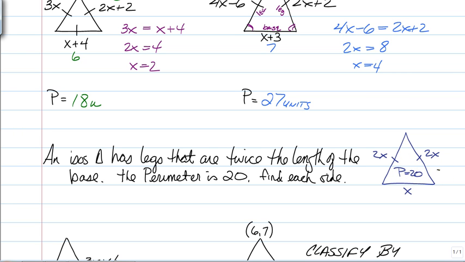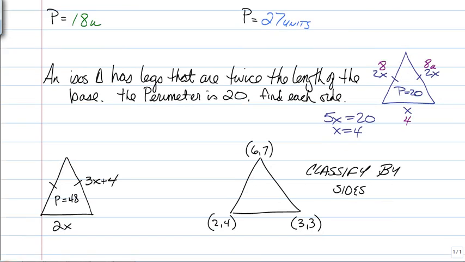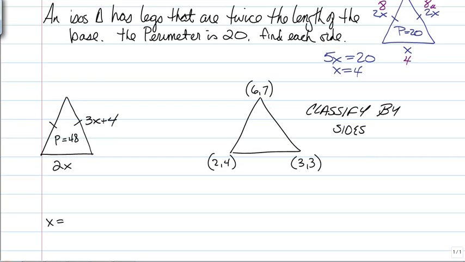And now all you have to do is set it up and solve. So the perimeter means the sum of all three sides. So 2x plus x is 5x. That's equal to 20. So x is equal to 4. So what we were supposed to do is find the length of each side. So we're just going to substitute this in. The base is 4, and the legs are 8 units each. Okay? That's how you use the perimeter and some side lengths to do a little bit of algebra.